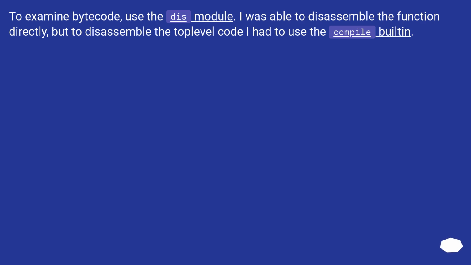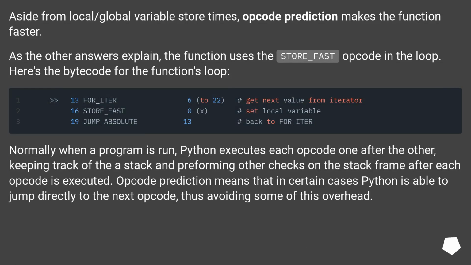To examine bytecode, use the dis module. I was able to disassemble the function directly, but to disassemble the top level code I had to use the compile built-in. Aside from local/global variable store times, opcode prediction makes the function faster. As the other answers explain, the function uses the STORE_FAST opcode in the loop. Here's the bytecode for the function's loop.